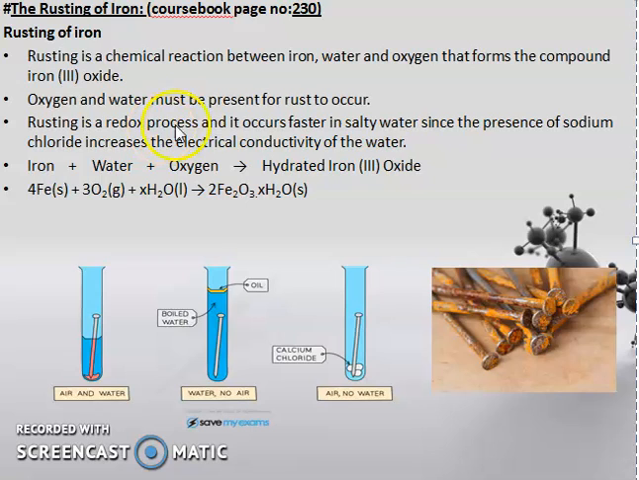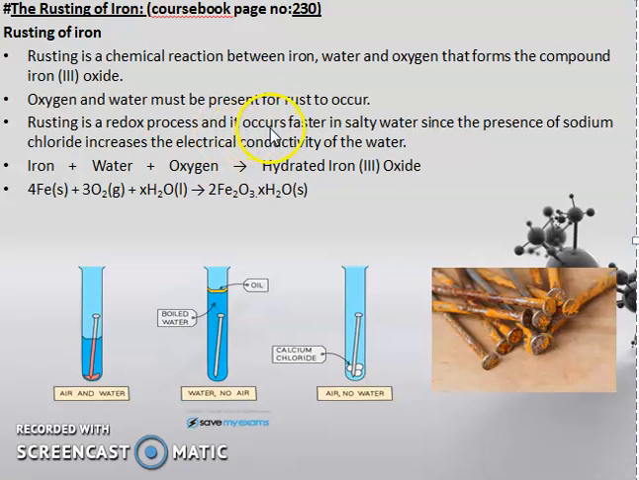Rusting is a redox process. What is a redox process? It is the process in which there is oxidation and reduction. Students, we have learned oxidation and reduction in the redox chapter, in your previous semester. We have learned oxidation means loss of electrons, reduction means gain of electrons.